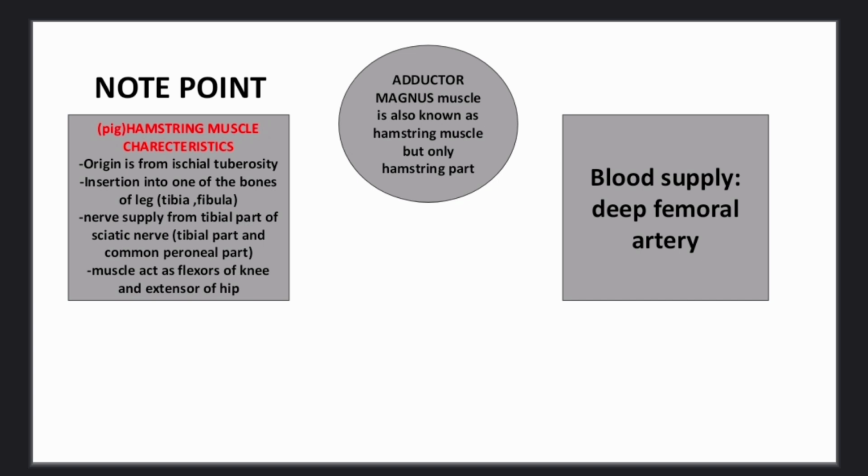Next point is blood supply. The hamstring muscles are mainly supplied by the perforating branches of the deep femoral artery. So remember this point. And an important note, I already said this before, but again I'm saying: only the hamstring part of the adductor magnus is considered a hamstring muscle. The adductor part does not belong to the hamstring group. So if you remember these characteristic features, you can easily identify and recall the hamstring muscles.